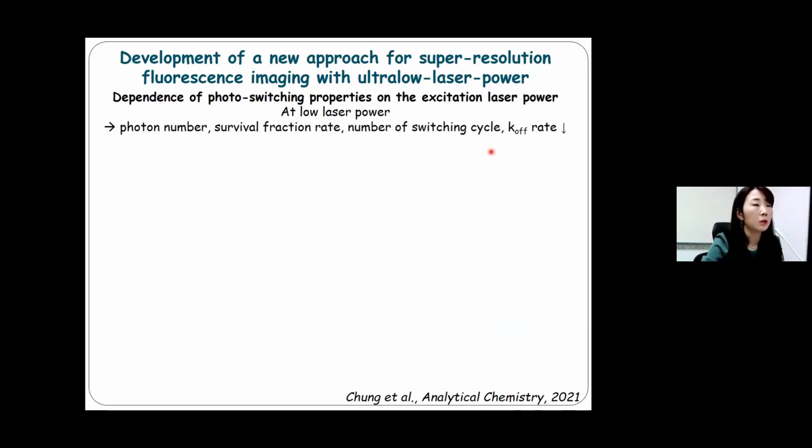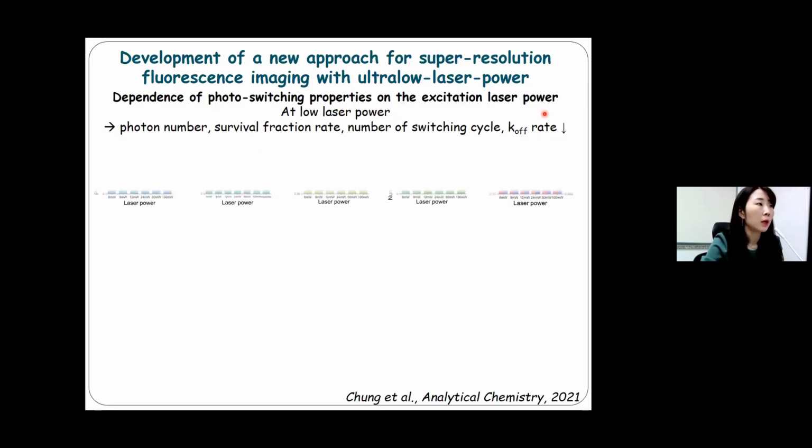As I said, STORM is based on the fast photo-switching property, and to obtain this, high laser power is required. However, as you know, high laser power would be very harmful for weak biological samples. So to overcome this limitation, our lab tried to develop a new approach for STORM imaging with ultra-low laser power.